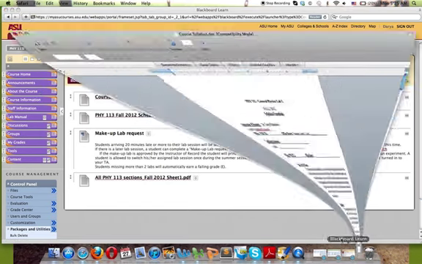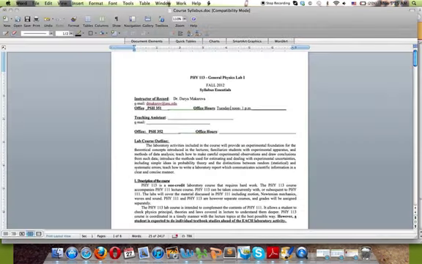Okay, so this is a 1-credit course, and the PHY 113 course is a separate course from PHY 111. But 111 is a prerequisite for 113. So if you withdraw from PHY 111, you have to withdraw from PHY 113. But if you withdraw from PHY 113, you don't have to withdraw from PHY 111.